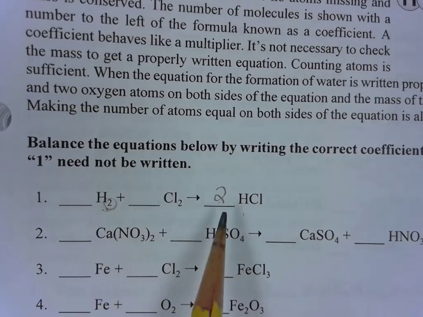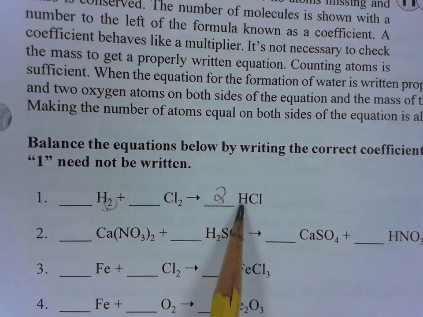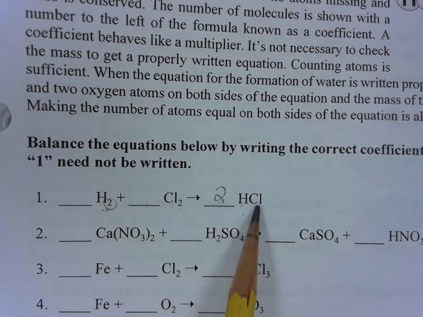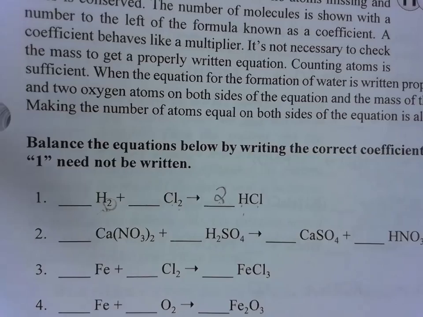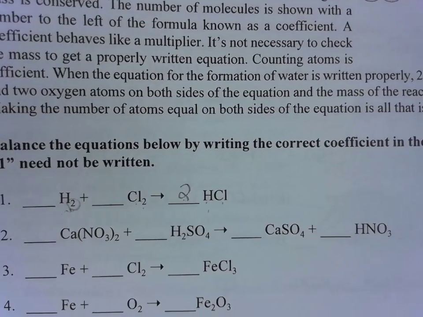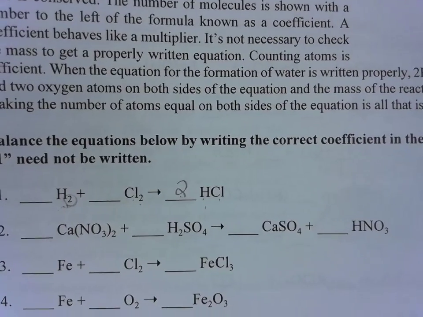2 hydrogens, 2 times 1. 2 hydrogens, 1 times 2. It's 2 chlorines, 2 times 1 is 2 chlorines. Sweet. That one's done. That was super easy. Not even scared of that one. That was great.